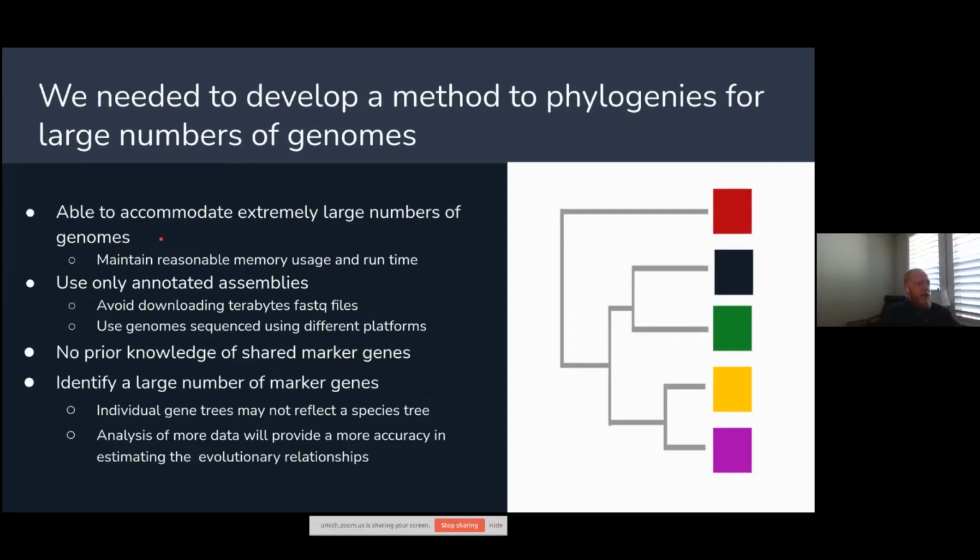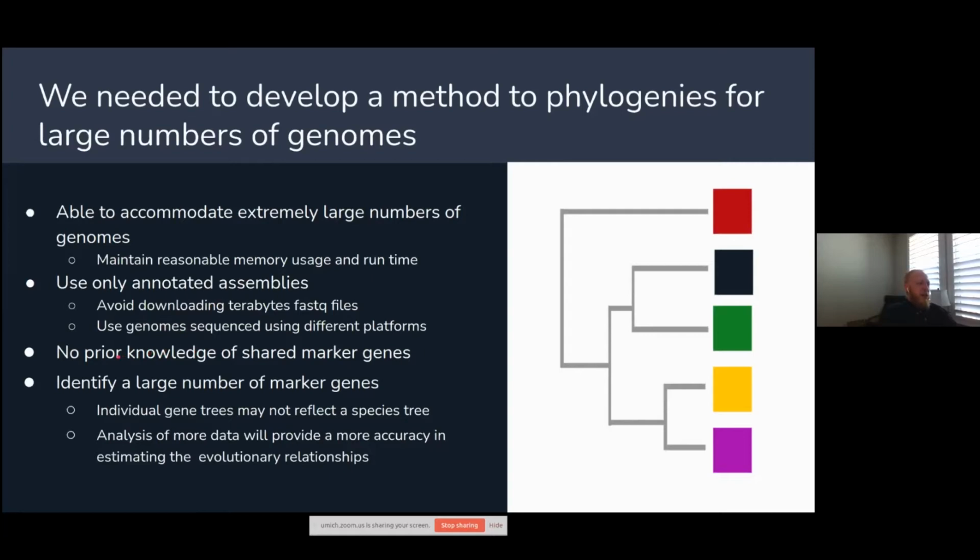So existing methods for this didn't really accommodate all of the things we required with respect to reasonable memory usage and runtime. Additionally, I wanted to avoid downloading terabytes upon terabytes of FASTQ files. So using genome assemblies is ideal. Additionally, this enables us to expand our sample size using genomes that are sequenced on different platforms, PacBio, Illumina, or Nanopore, for example.